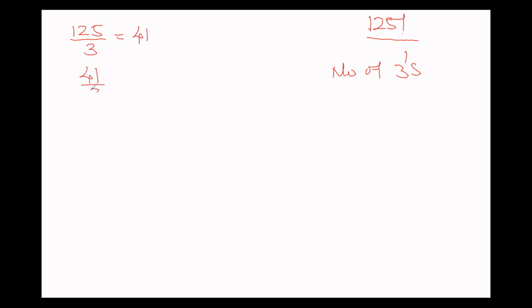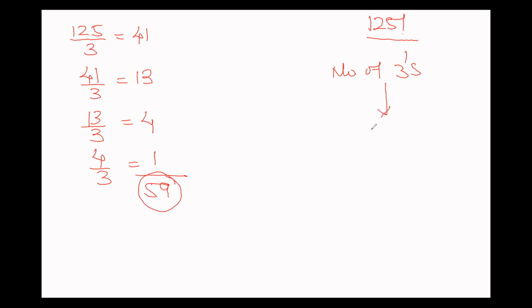41 by 3: 13, 3 13's are 39. Excellent. 13 by 3 will become 4. 4 by 3 will give me 1, and further division is not possible. So what is the final answer? 41 and 13, 54, 54 and 5, 59. So how many 3's in 125 factorial? It is going to be 59.